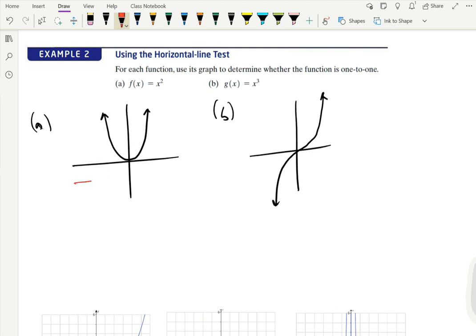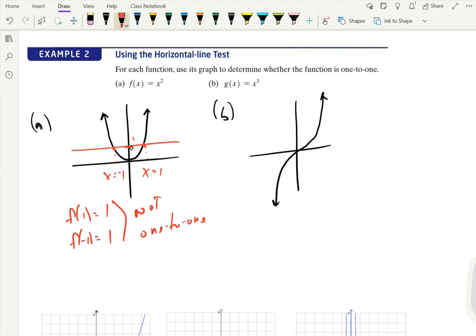So if I draw a horizontal line, and if I draw it so it intersects the graph, now on letter A, we can see that it intersects at 2 points. So say that this was y equals 1. That means we know from our parent function that those would be x values of 1 and negative 1. So that would mean then that f of 1 equals 1 and f of negative 1 would equal 1. So that can be a function, but that's not a one-to-one function, because I have a y value that corresponds to two different x values.